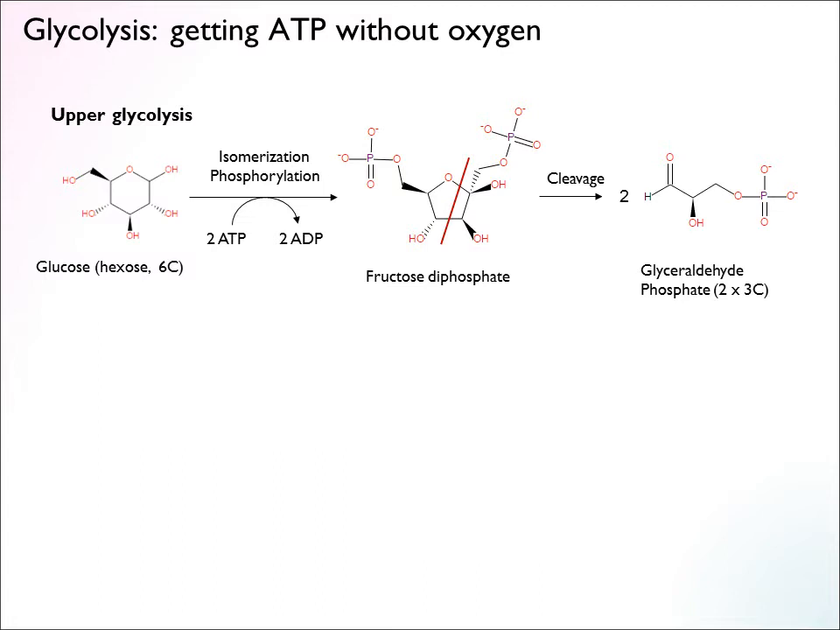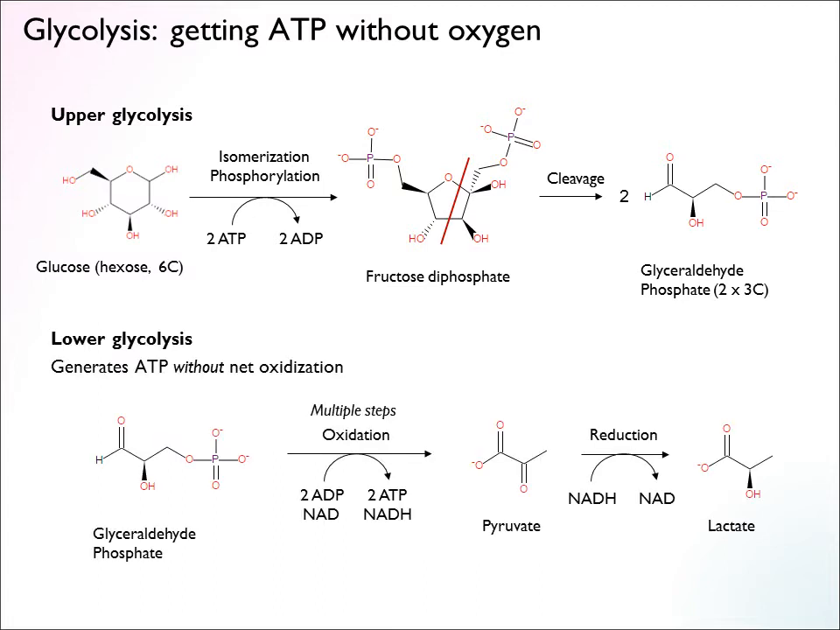So you have 2 times this sugar, a glyceraldehyde phosphate. So an aldose sugar with a phosphate group on it. So that's sort of the preparatory step. And so far we have actually expended energy in the form of ATP. But then comes lower glycolysis, and now we're at the payback step, so to say. So these are the steps that are able to generate ATP without having a net oxidation.